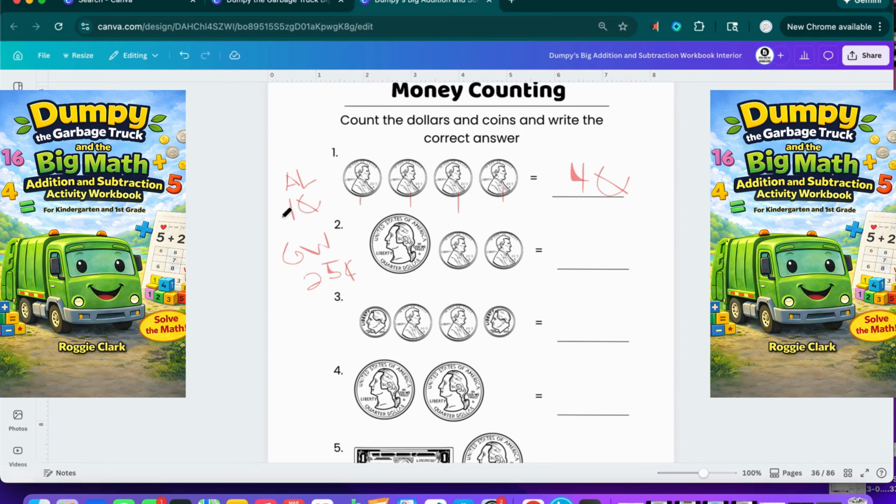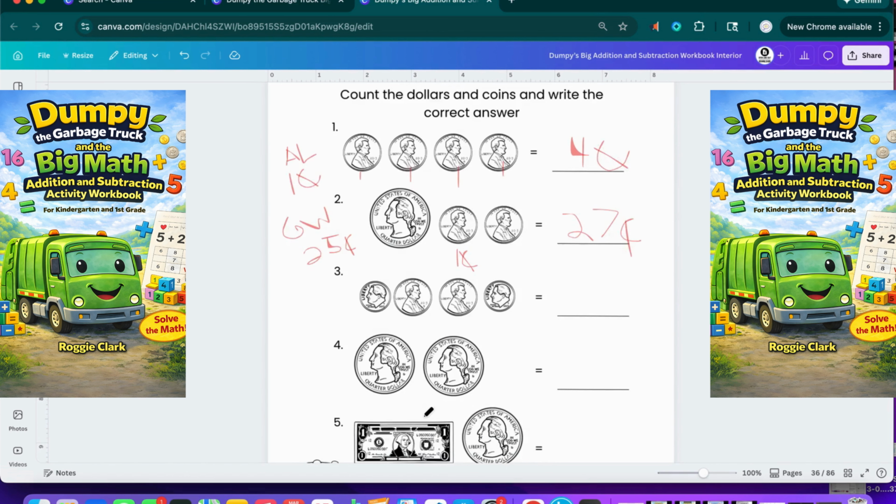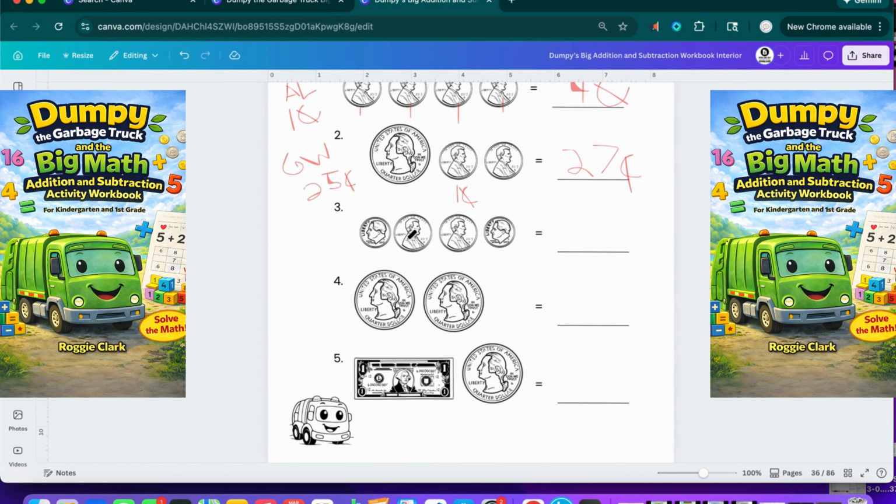And I remember I still have those 2 pennies, which are 1 cent each. So I've got 2 pennies and 25 cents. I just add those together, and that tells me this is 27 cents.